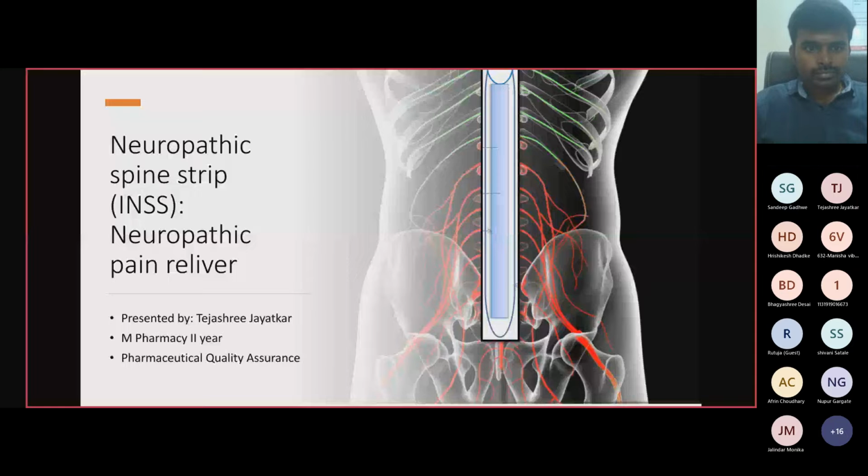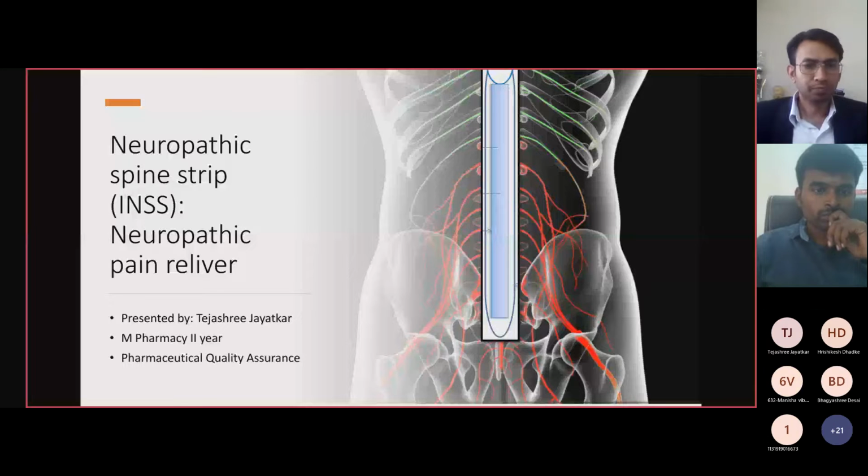Good afternoon, everyone. I'm Tejashree Jaikar from the Pharmaceutical Quality Assurance Department. Today, I would like to present a prototype on the INSS, the Innovative Neuropathic Spine Strip, which is a neuropathic pain reliever. You can see in this image what this prototype is about.